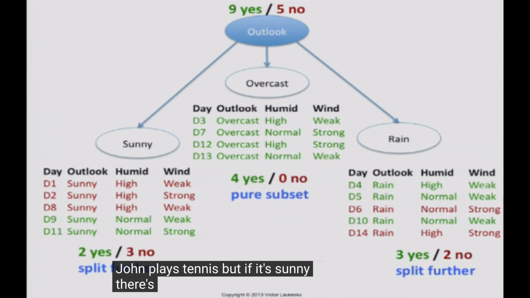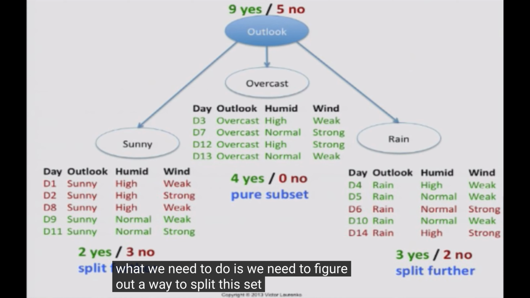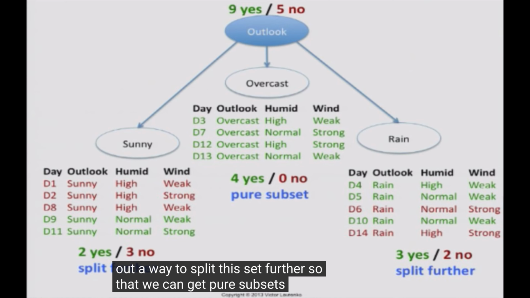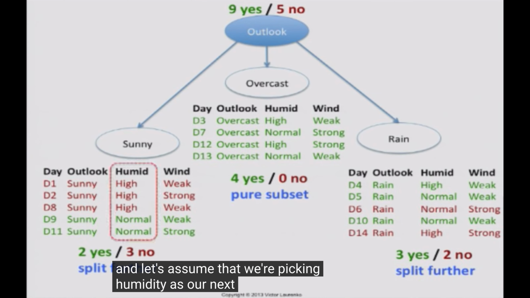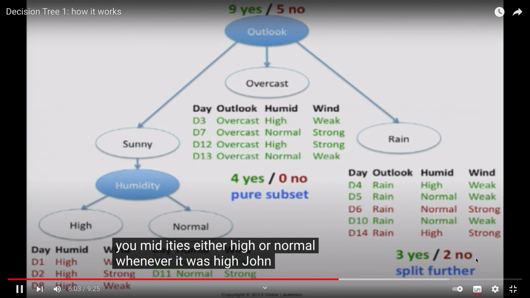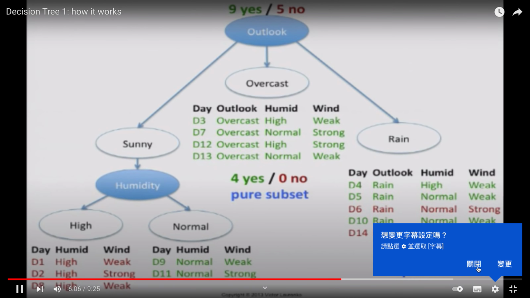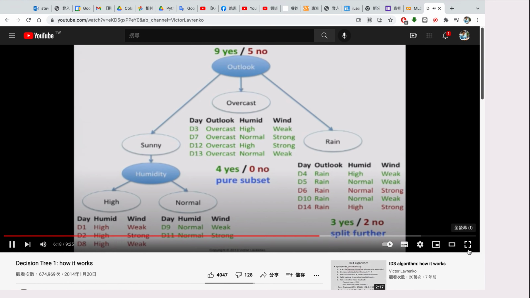But if it's sunny, there's still some uncertainty. Right? So what we need to do is figure out a way to split this set further so that we can get pure subsets. Let's take this subset when it was sunny, and let's assume that we're picking humidity as our next attribute to split on. It looks good, right? So you split on humidity, and you end up with 2 sets. Humidity is either high or normal. Whenever it was high, John didn't play, and when it was normal, John did play. Okay? So now we have 2 pure subsets, and the algorithm would stop at this point because there's no need to divide the data further.